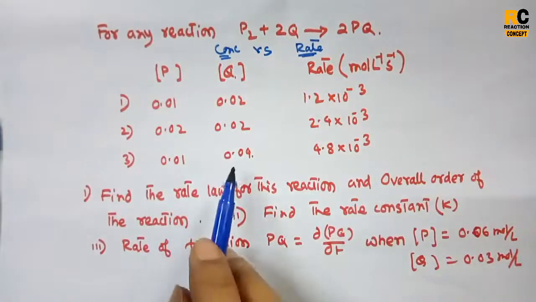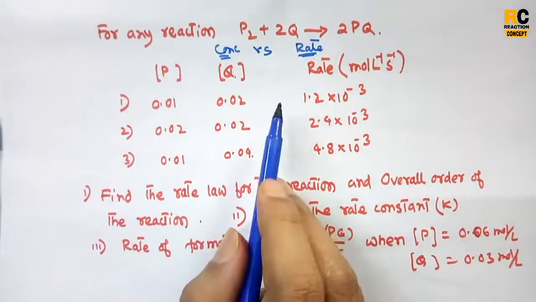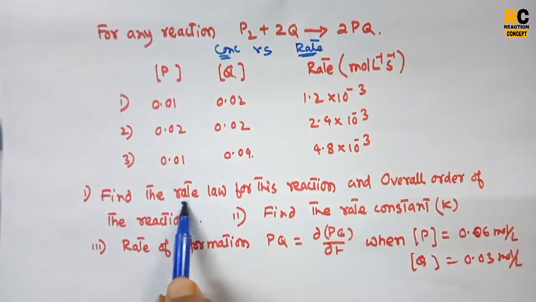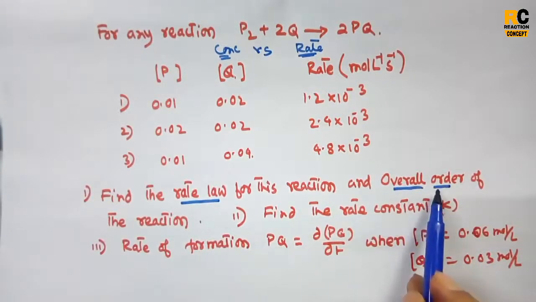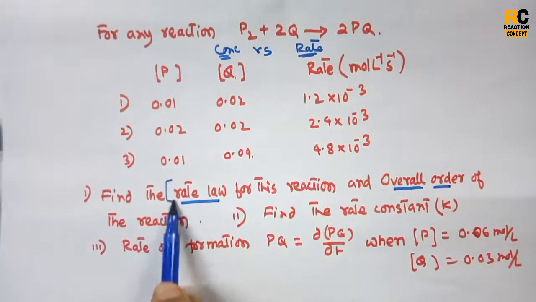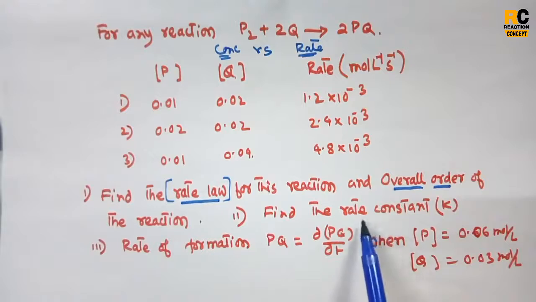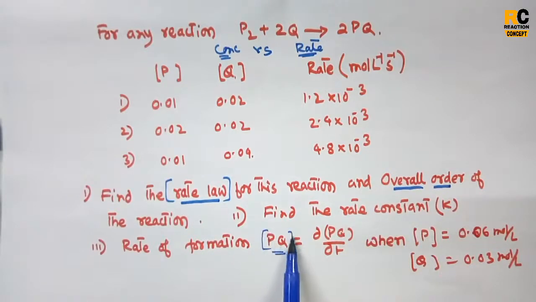But in the question, the rate law is not given to you, and it is asked to find the rate law of the reaction and the overall order of the reaction. This can be found when we find the rate law. And it is also asked to find the rate constant and the rate of formation of PQ, that is the product, when the concentration of P is 0.06 and Q is 0.03 mole per liter.